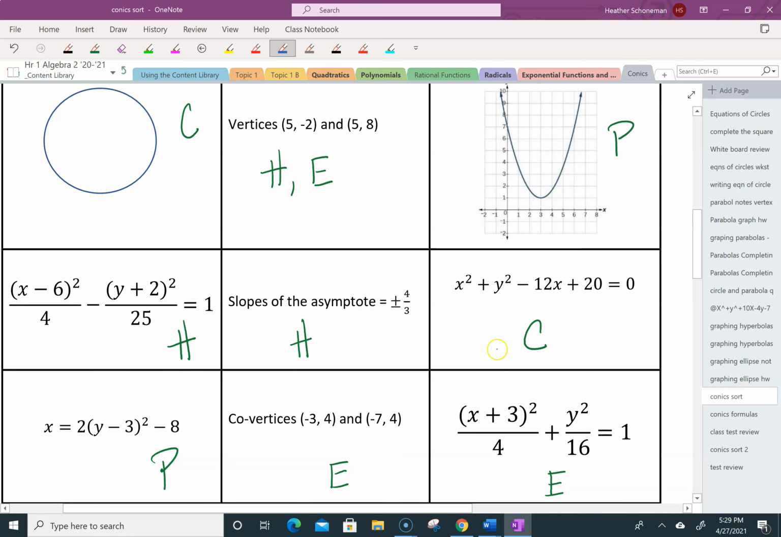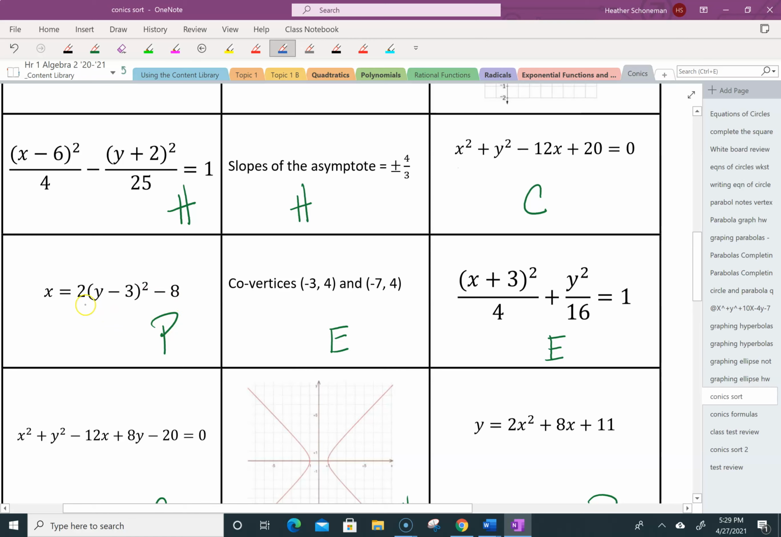This one, there's only two equations I'm going to give you that are not in standard form, and that is a circle and that is a parabola. The circle is going to have both an x squared and a y squared. That's why you know it's a circle. The parabola will only have one of them, and it'll say x equals or y equals.